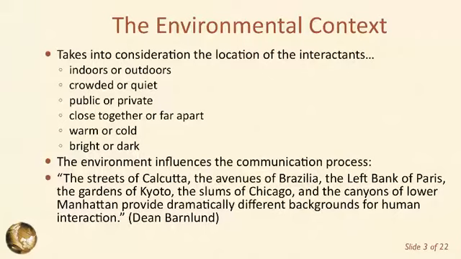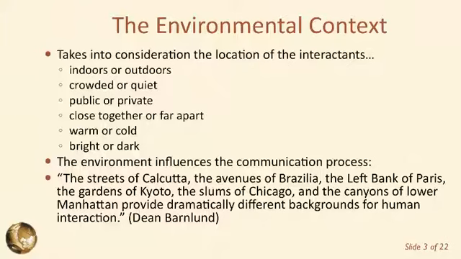So the environmental context is important. Obviously, if you're talking indoors versus talking outdoors, you're speaking in a different way. And so all the different contexts, whether it's public or private, whether you're right next to a person or far away, those obviously have influence on the conversation, on the communication process. And this is a good summary of the variety of environmental contexts in which conversations can take place.